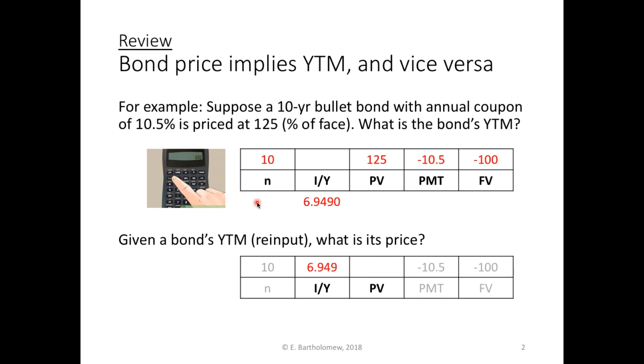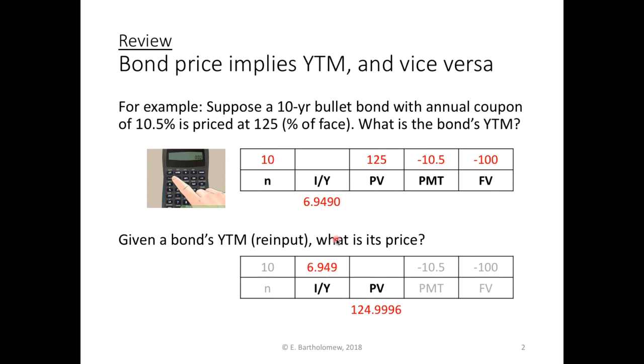So we can run this in reverse. If we were to input 6.949 in the IY key and then hit PV, we would get 124.9996. Now, we didn't get 125. Why is that? Well, we have a little issue with rounding.